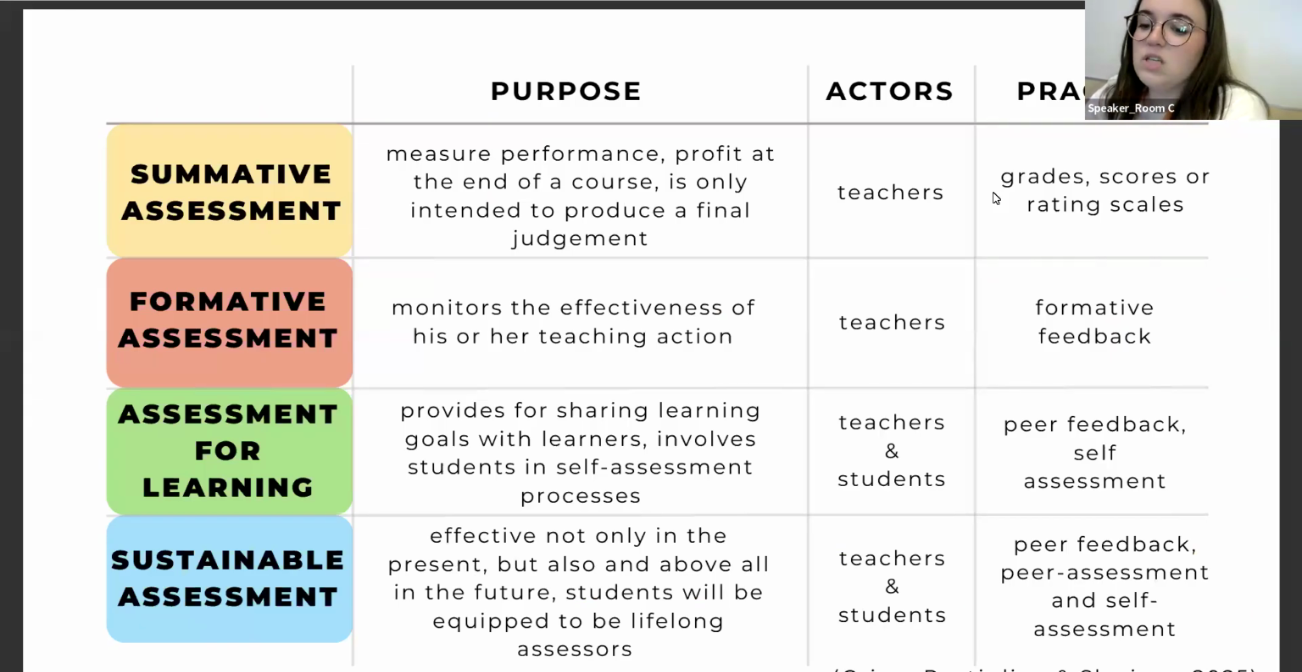But what I want to focus on is the actors that are involved in the assessment approaches. For the summative assessment and the formative assessment, we consider the main and only actors are the teachers. So they are involved in designing and implementing the assessment practices in class or in groups. Whereas the assessment for learning and sustainable assessment are approaches that consider that teachers and students are both involved in the design and implementation of the assessment process.